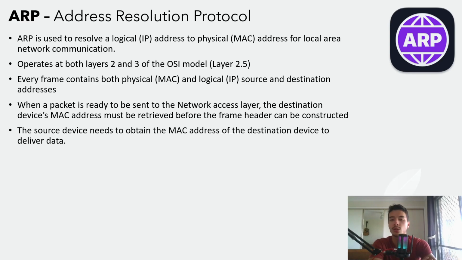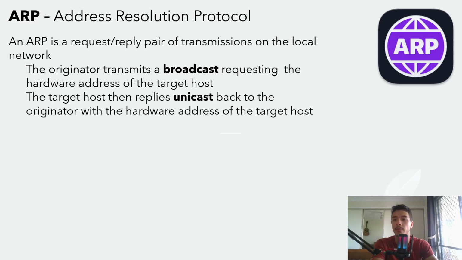When a packet is ready to be sent to the network access layer, the destination device's MAC address must be retrieved before the frame header can be constructed. The source device needs to obtain the MAC address of the destination device to deliver data. So it needs to know the MAC address. So an ARP is a request-reply pair of transmissions on a local network.